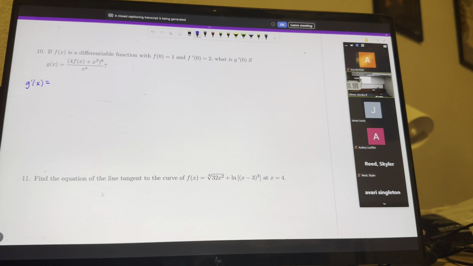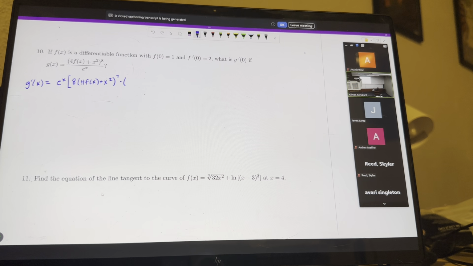So it's going to be my bottom function, e to the x, times the derivative of the top function. Well, that top function is a composite function, so to find its derivative I'm going to have to use the chain rule. We have a function raised to the 8th power. The 8 comes down in front, the function on the inside remains the same, we subtract 1 from the power, so 8 minus 1 gives us 7, and then we multiply by the derivative of the inside.